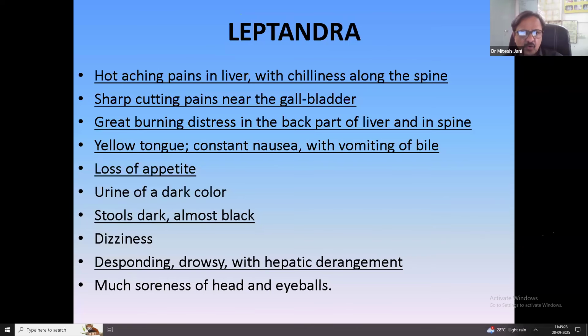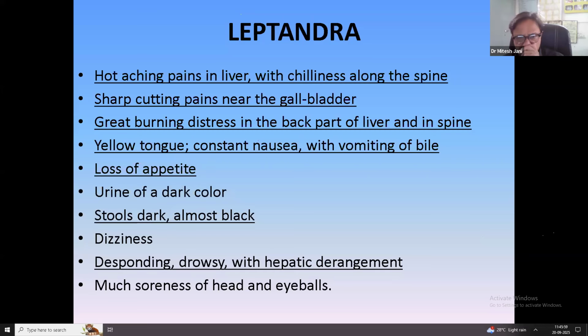Leptandra, the hot aching pain in the liver, with chilliness along the spine. Pain in the liver is hot, but chilliness develops in the spine. Sharp cutting pain near the gallbladder, in the lower part, near the inferior border, on the posterior or inferior surface of the liver, where the sharp cutting pain is developed. Great burning distress in the back part of the liver and in the spine.